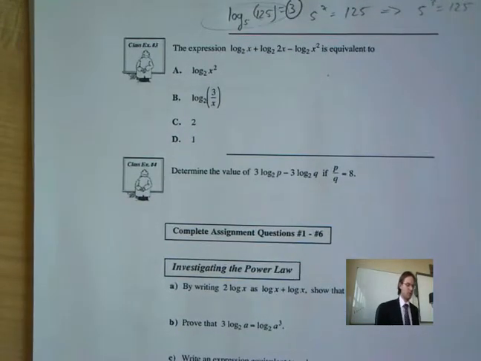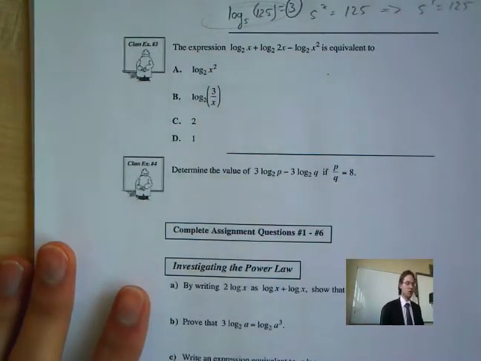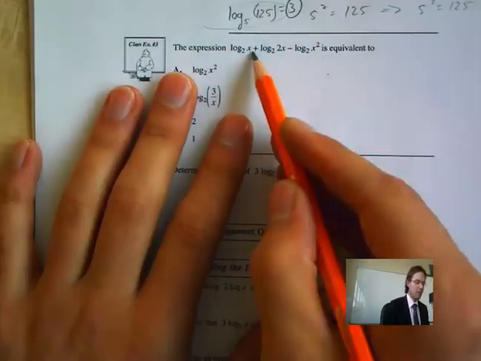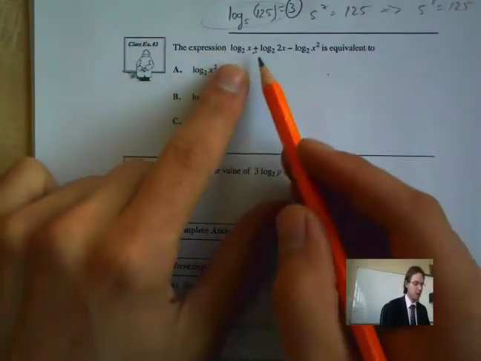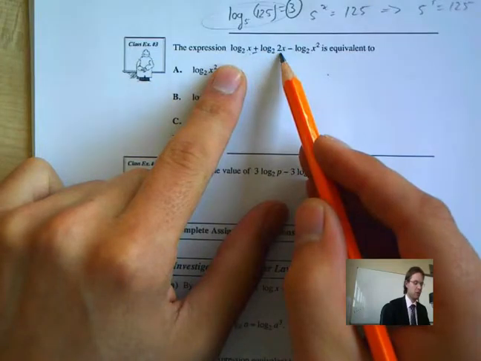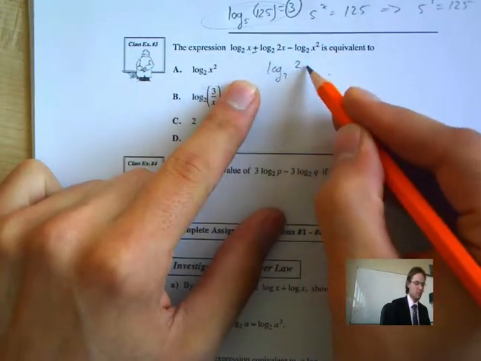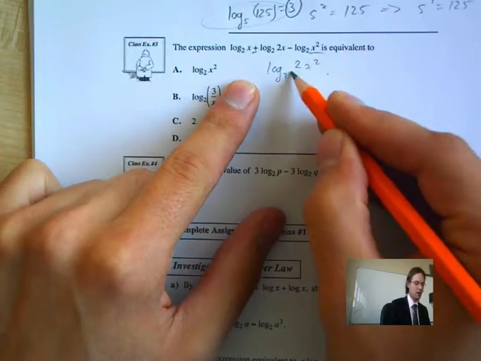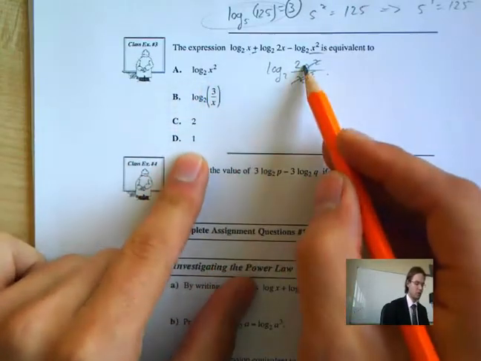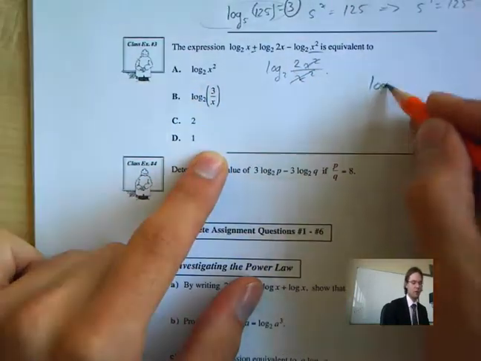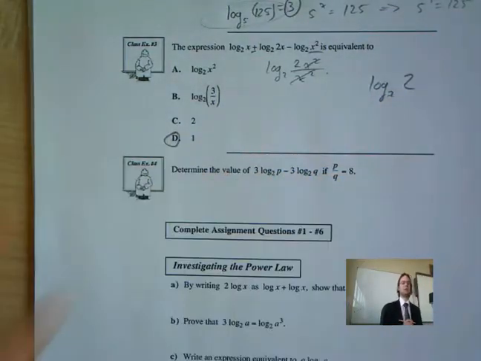Let's take a look at number 3 here. It says, the expression of this is equivalent to, well, we have a plus. That means we are going to multiply. Okay, so we go x multiplied by 2x, that gives me log 2x squared. Then we divide by x squared. That's going to leave me with log 2. And if I have log base 2 of 2, what is that? 1. So my answer is D.